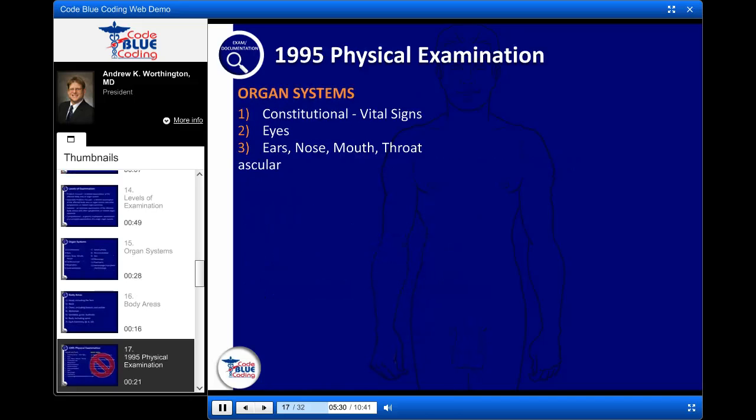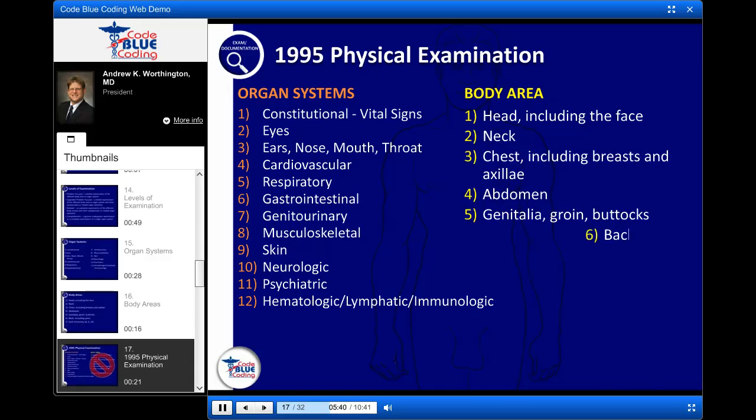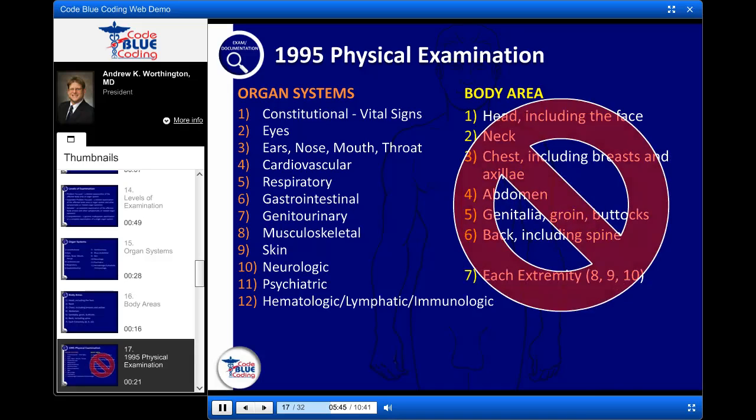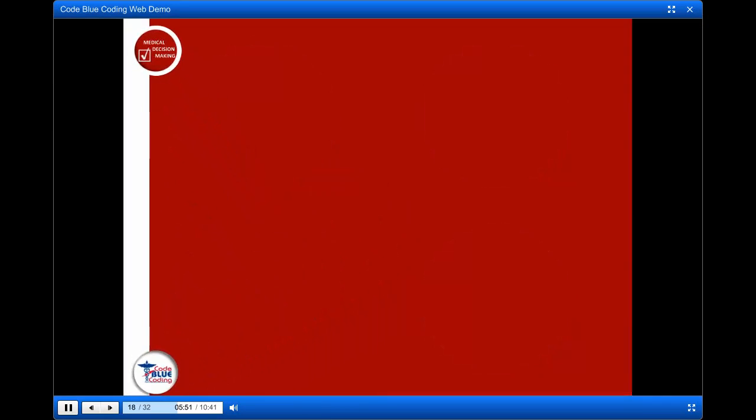In the 4 escalating levels of examination complexity we are going to encounter, we will see reference to both organ systems and to body areas. For simplicity and clarity, we are going to eliminate body areas from our definitions of the 4 levels of the 1995 examination. We have now covered the history and examination section.